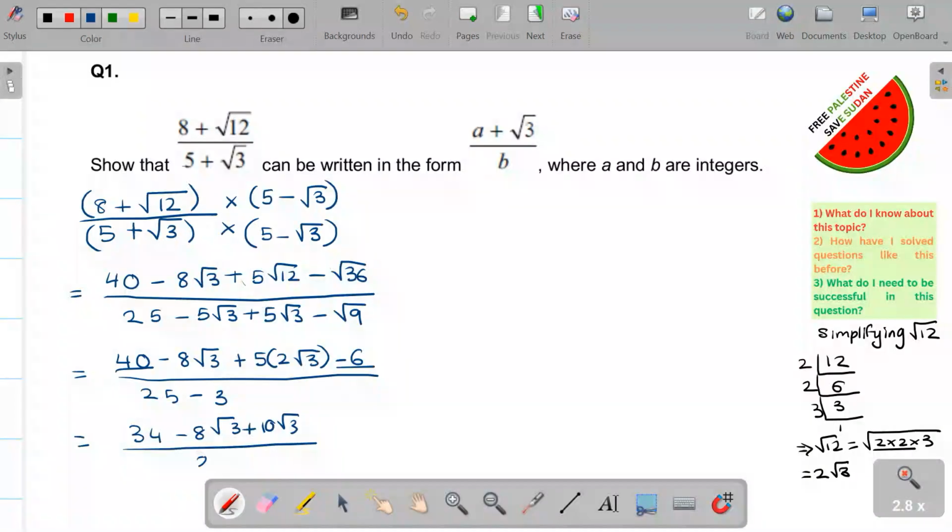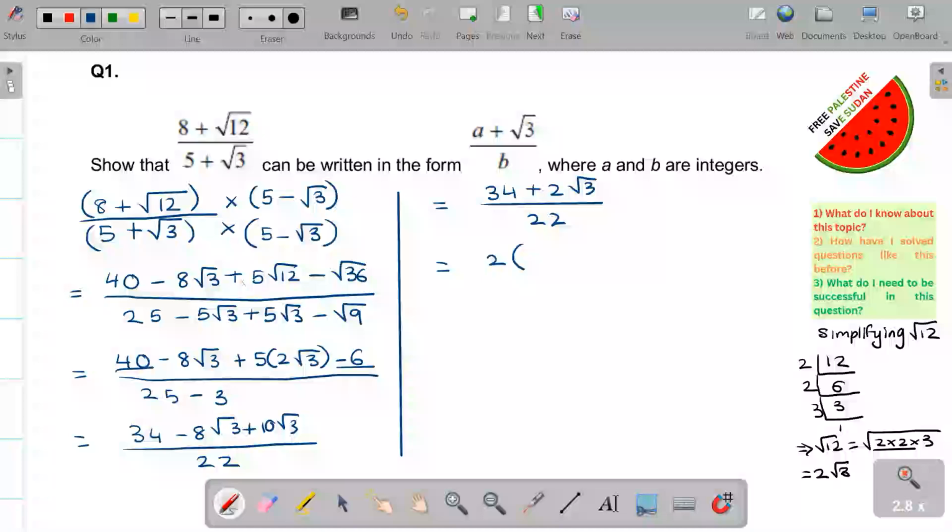So 34 plus 2 root 3, all of it divided by 22. Now, both terms in the numerator are multiples of 2. So I'm going to factorize it. The highest common factor is 2, so 2 outside the bracket. And then 34 divided by 2 is 17, and 2 root 3 divided by 2 is root 3.